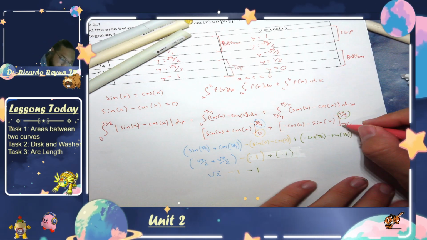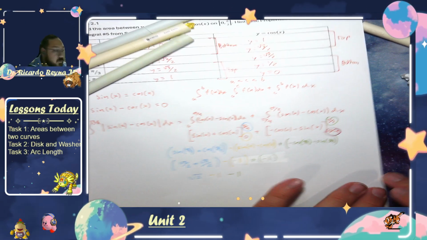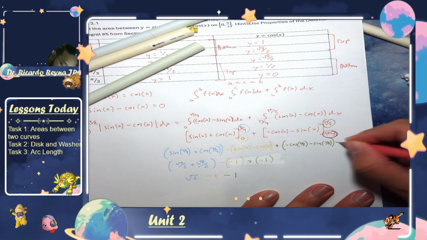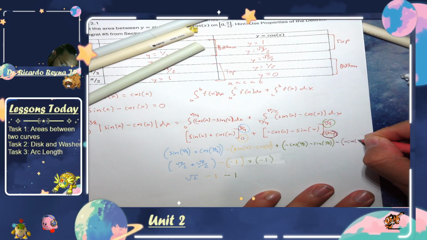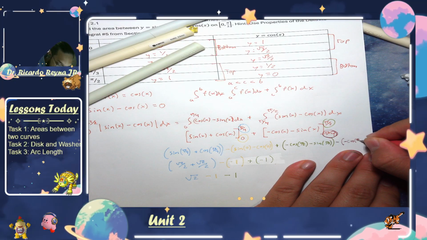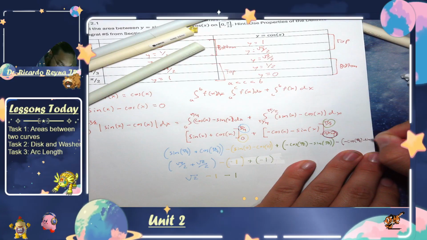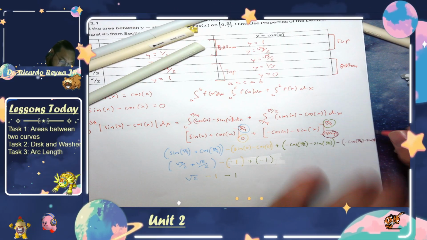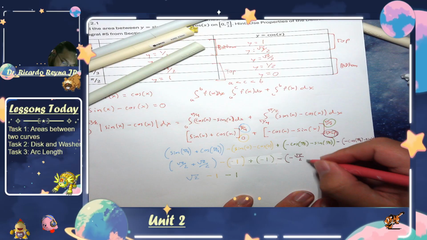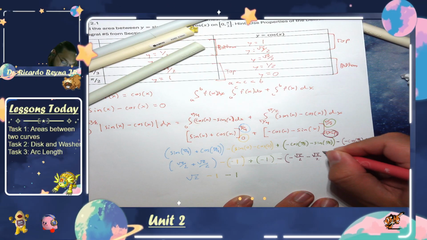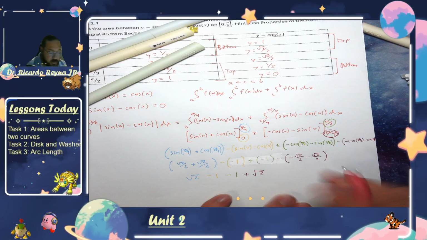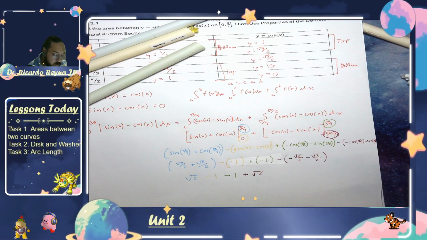Then this one in the deep red color, you should be able to see the difference. We're doing minus a negative cosine of pi over 4 minus sine of pi over 4, which just comes out to negative square root of 2 over 2 minus square root of 2 over 2, which just comes out to a positive square root of 2, because that will combine to be negative square root of 2, and the double negative makes it positive.